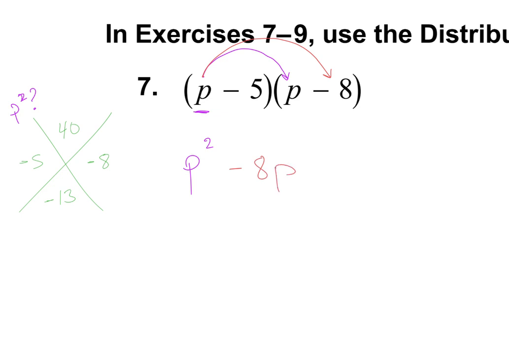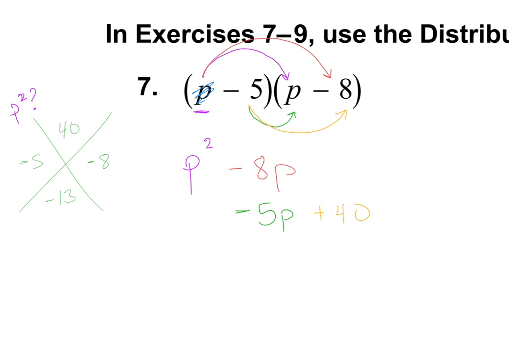Okay, so now we're done with p, because he has multiplied everybody over here. Next, we are ready to multiply negative 5 times everybody over here. So negative 5p. And negative 5 times negative 8, that's positive 40.